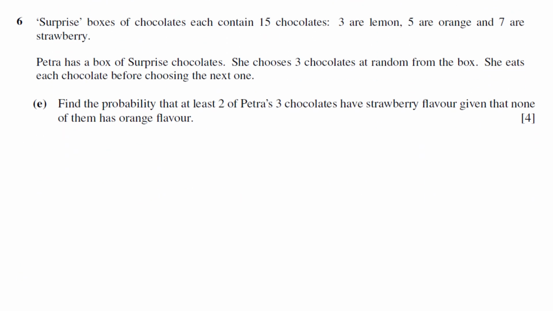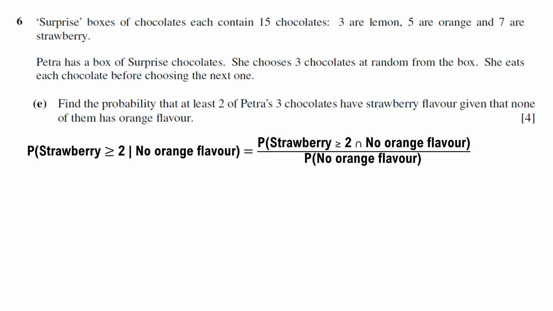On to question 6e. So it says, find the probability that at least 2 of Petra's 3 chocolates have strawberry flavor, given that none of them has orange flavor. So this is a conditional probability. So it is the probability that there's at least 2 strawberry chocolates out of the 3, given that there's no orange flavor. So that's going to be equal to the probability of having at least 2 strawberry flavors out of the 3, and there's no orange flavor, divided by the probability of having no orange flavor.